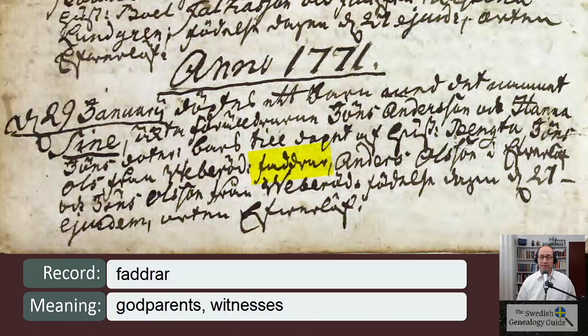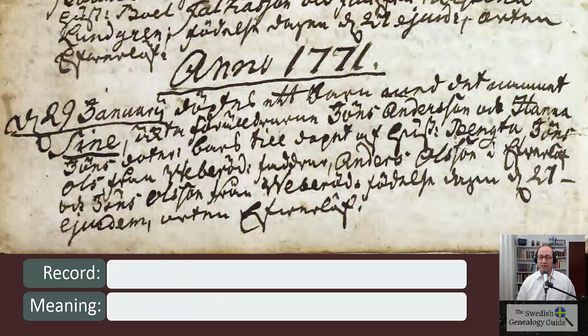The next word is faddrar, F-A-D-D-R-A-R, meaning godparents, and the godparent here is Anders Olsson. The letter I means at or by, and then we have a place name, which is Everlöv. And Everlöv, in this case, is the village of Everlöv, which is within the parish of Everlöv. The next word is och, which means and then we have Jöns Olsson. And he is från, F-R-O-N, meaning where he's from, and he's also from Vebberöd.